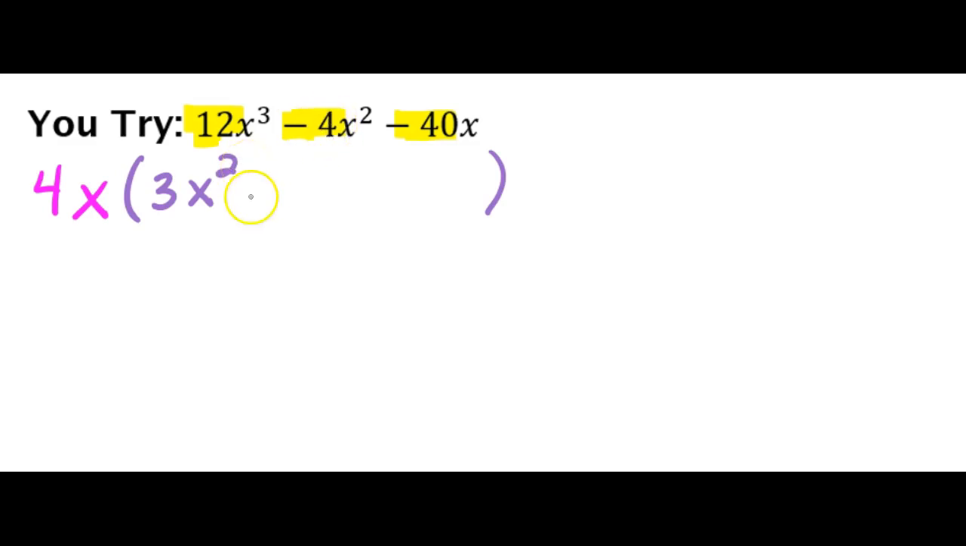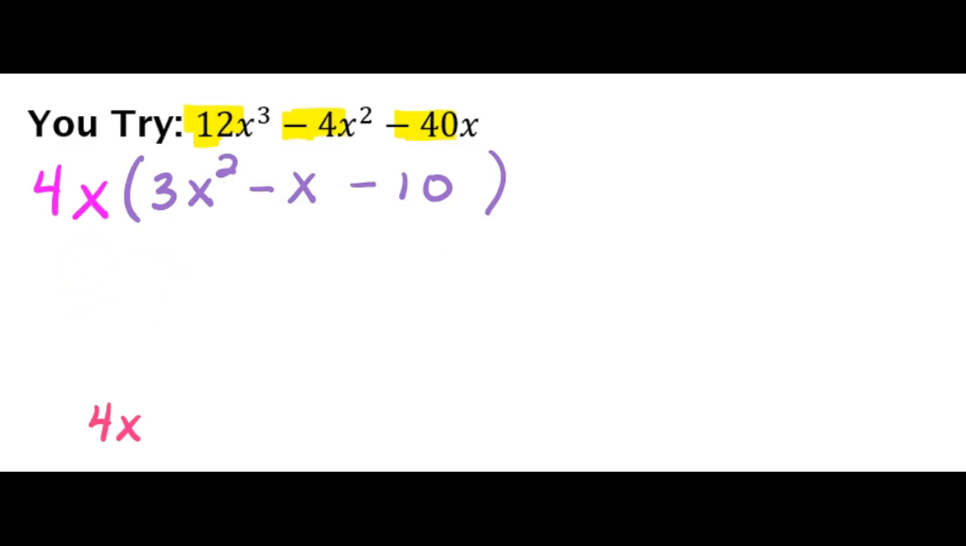Negative 4 divided by 4 is negative 1, so I'm just going to write negative, and then I'd have x left over if I took x out of x squared. And then negative 40 divided by 4 is negative 10, and then I took the x out, so that one I don't need an x anymore. So now this 4x that we took out at the beginning, we're done with that. All I need to know now is that it's going to be in front of our final answer. And then what's written here in purple is what we're going to have to deal with now.